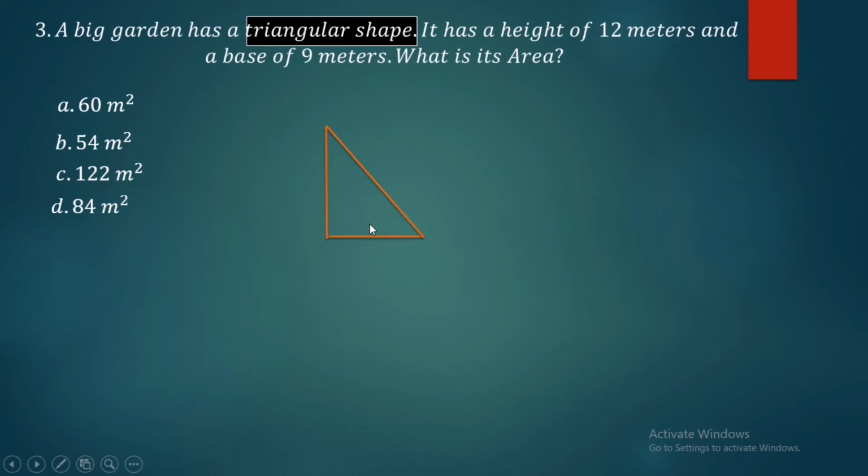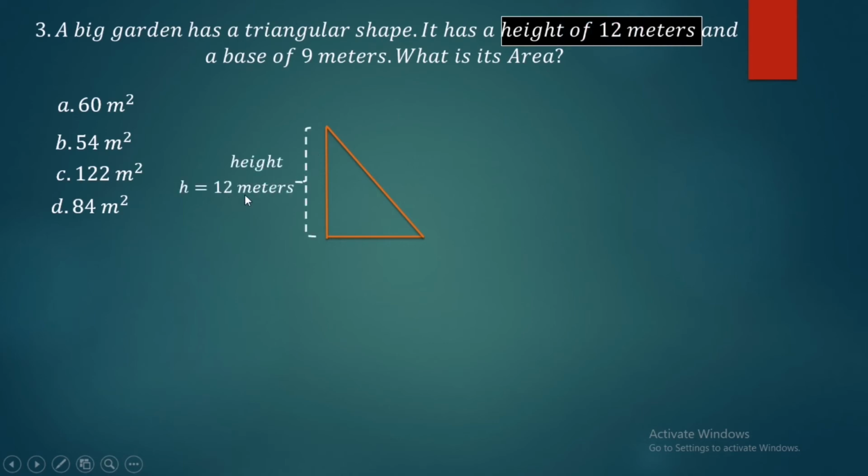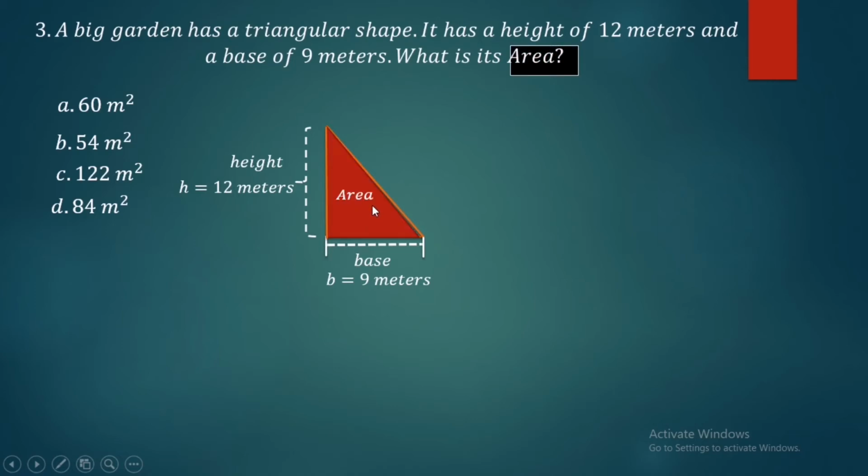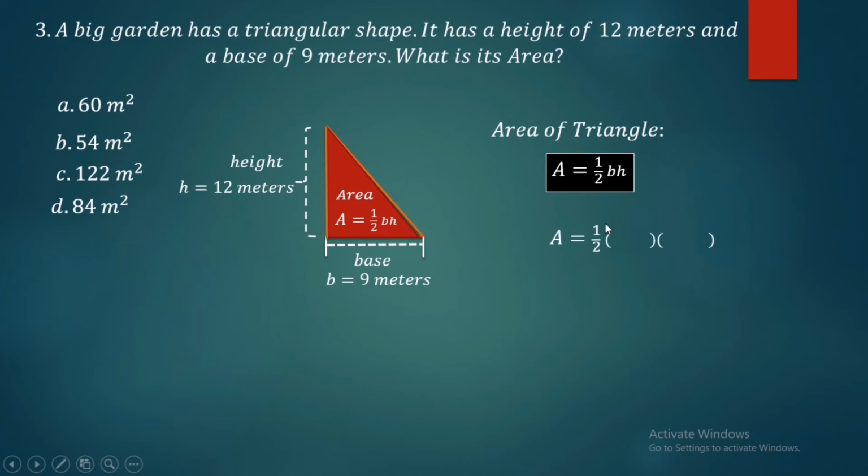Ito yung ating triangle. It has a height of 12 meters, and the base of a triangle is 9 meters. At ito yung ating area. The shaded region covers this closed figure, that is 1/2 BH. So the formula is the area is equal to 1/2 BH.